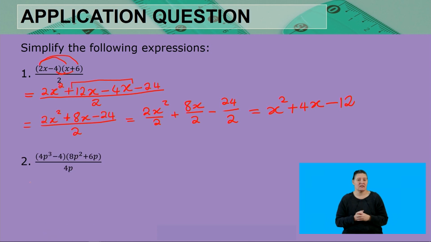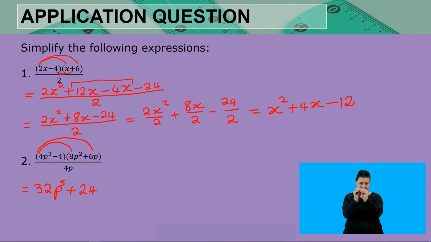This next one, again, we are going to first multiply before we can divide with the divisor. So what is 4 multiplied by 8? That is 32. And we are multiplying the same base, so we are going to add the exponents. So that is going to give us p exponent 5. Then we have 4 multiplied by 6. We are adding that. That is going to be 24. Again, the p and the p, the same base, so we add the exponents. So that's going to be 24p exponent 4.